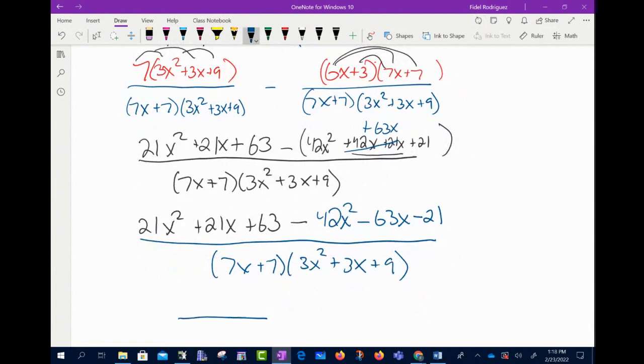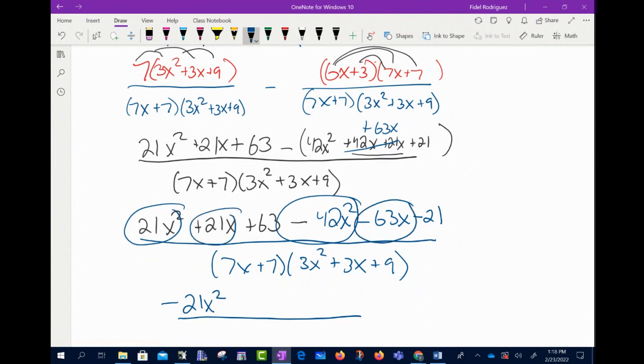And last step, can we combine anything upstairs? Yeah, 21 and a minus 42, isn't that a minus 21x squared? And what about a plus 21, y'all, and a minus 63?